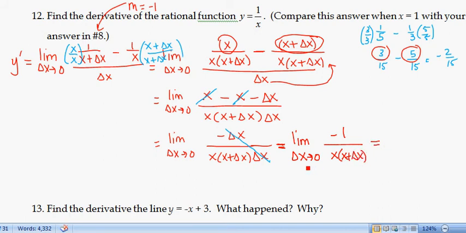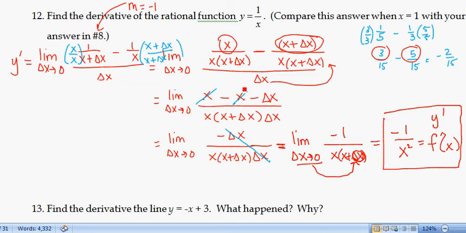Okay, direct substitution. What happens now as delta x goes to 0? I'm left with just x times x in the denominator, so -1 over x squared. This is my derivative function, or y prime. Okay, there we go. We took the derivative. The derivative of 1 over x is -1 over x squared.